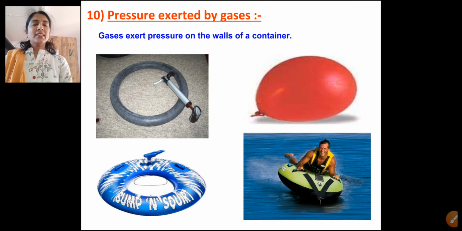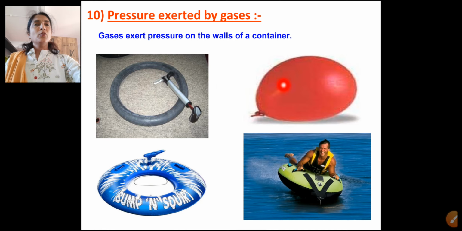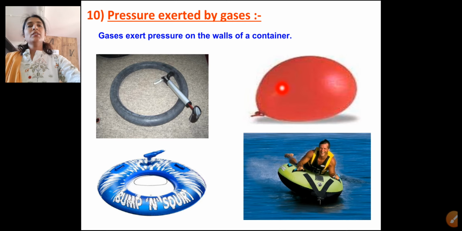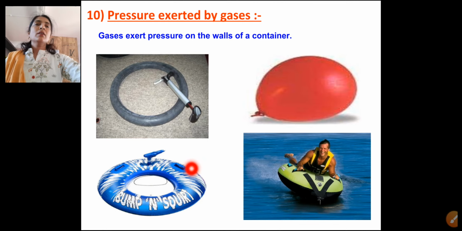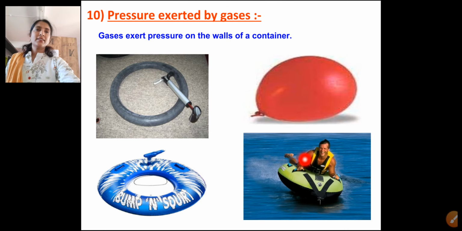Pressure exerted by gases. Here you can see that gases also exert pressure. In the picture the tube is shown, and when you fill air through this pump, it exerts pressure on the wall of the tube. A balloon picture is shown. When you inflate the balloon, the air present in the balloon exerts pressure on the wall of the balloon, and the balloon size increases. Here also a tube is there. When you fill air in the tube, that air exerts pressure on the tube, and the size of the tube changes. This is also an example which can show the pressure exerted by gases.